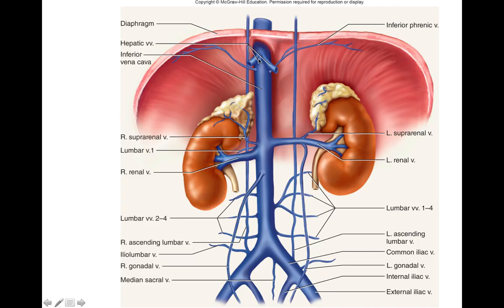Here are some of your hepatic veins right here. As you can see, they head right into the vena cava right here. And then as major branches off of your inferior vena cava, you've got your right and left renal veins. You have right and left suprarenal veins, and right and left gonadal veins. When you look at the left gonadal vein, it is actually a branch off of your left renal vein, interestingly.